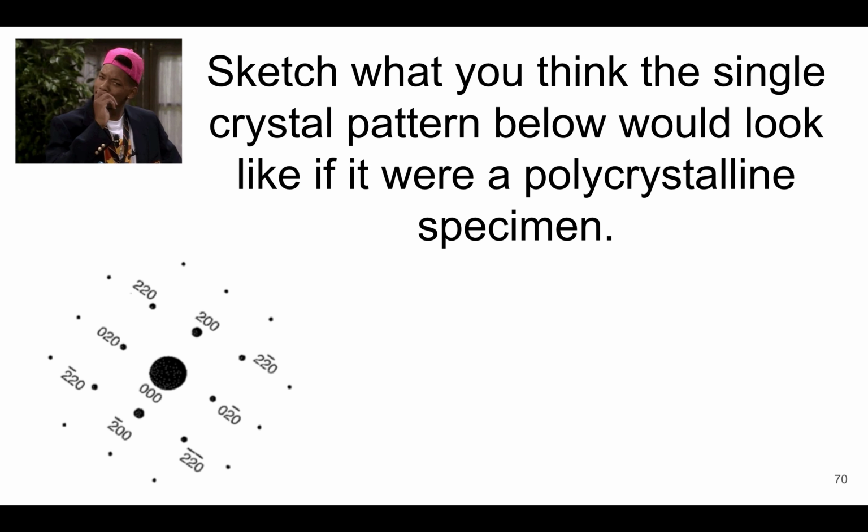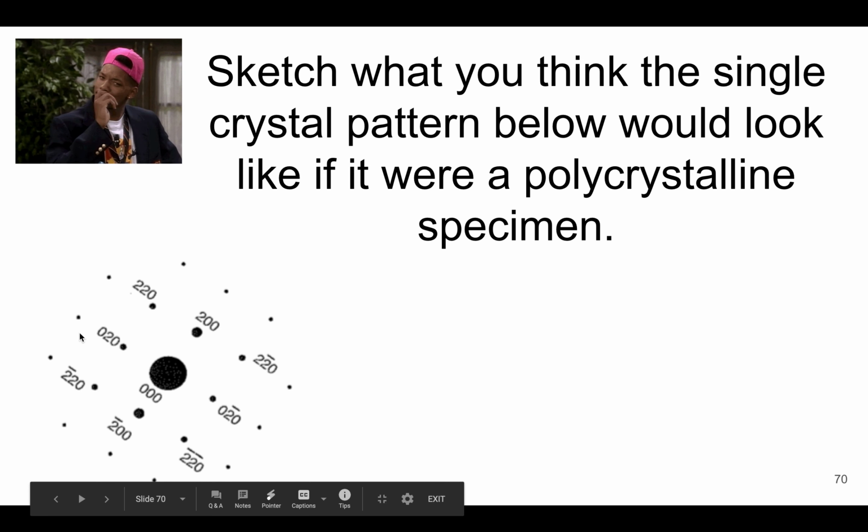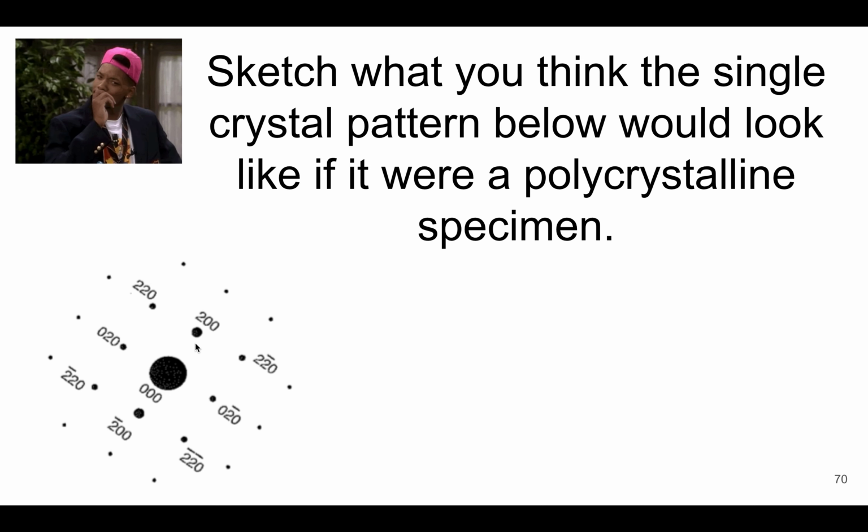I think you have a lot of information from previous chapters, and so see if you can sketch what you think this single crystal pattern we've been looking at, in the single orientation that we talked about, would look like if it was now turned into a polycrystalline sample. It doesn't have to be perfect, but see if you can sketch in general what you think it would look like. And if you don't have a clue, just see if you can come up with an idea, and then pause the video and come back, and we'll take a look at what you've got.